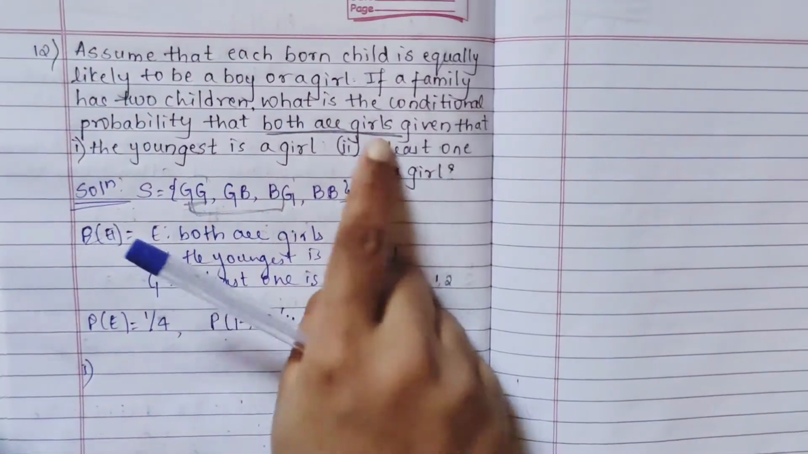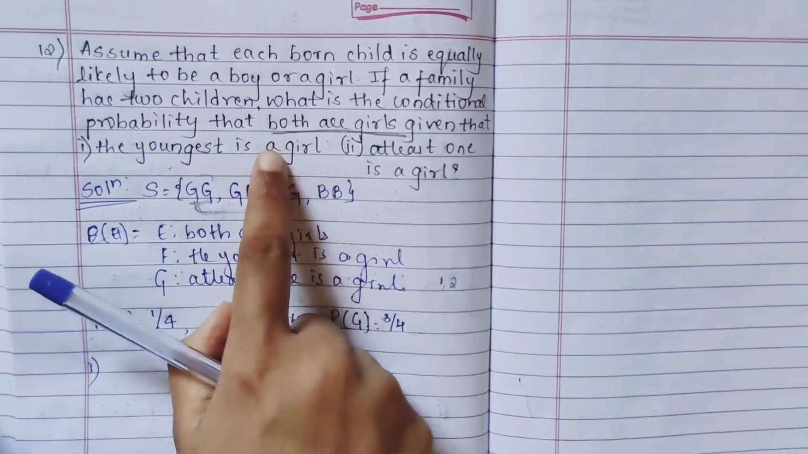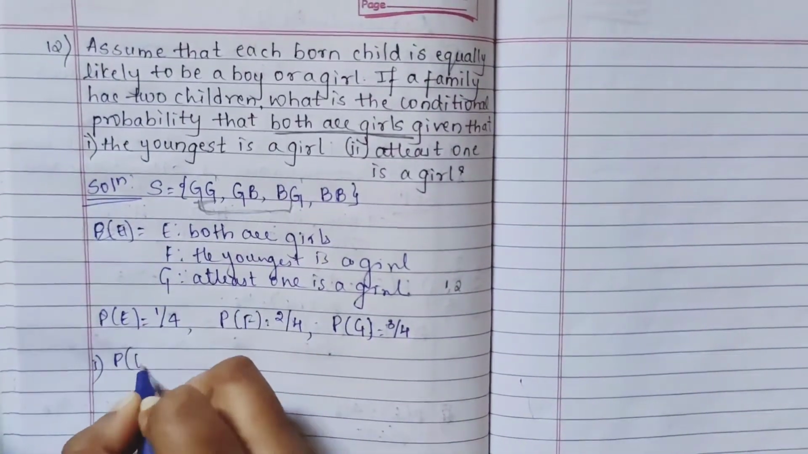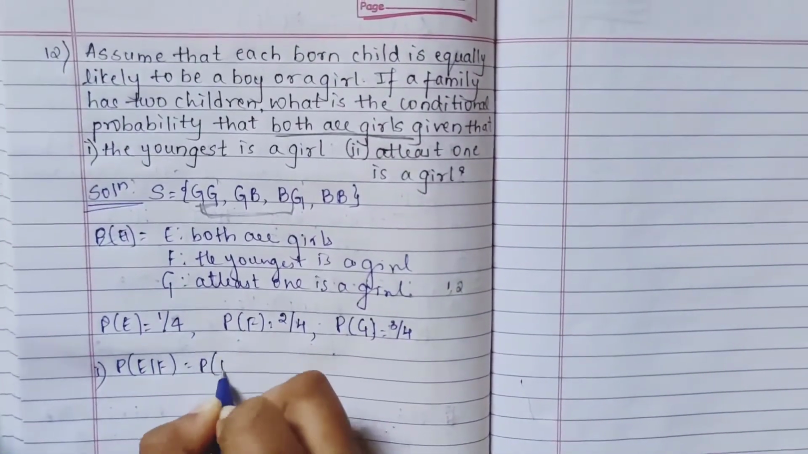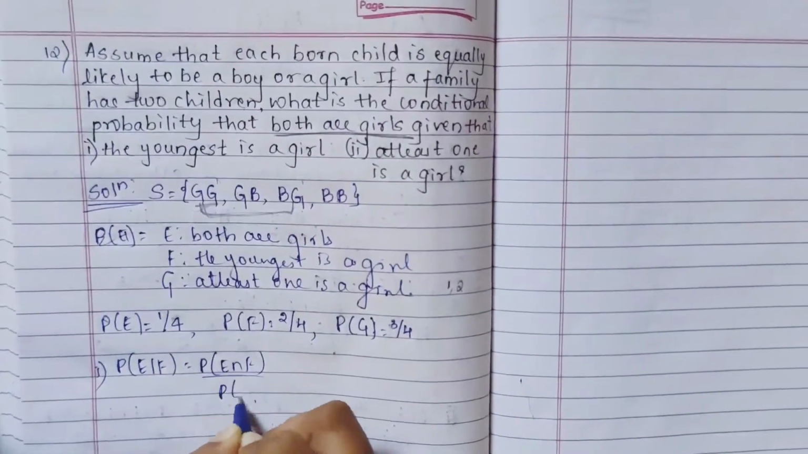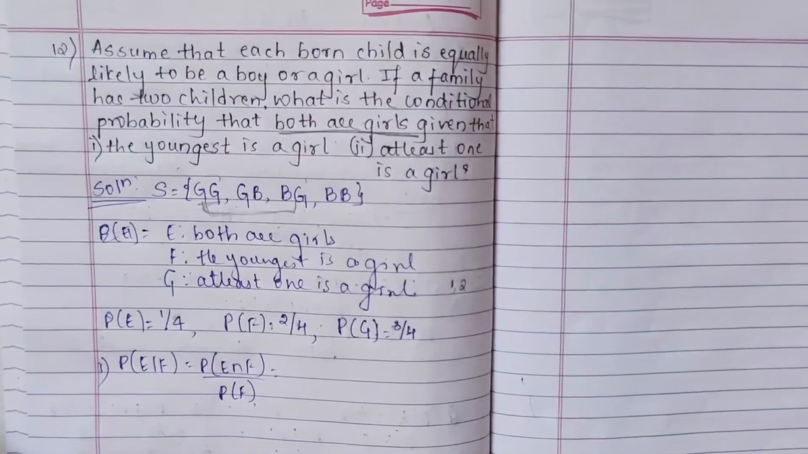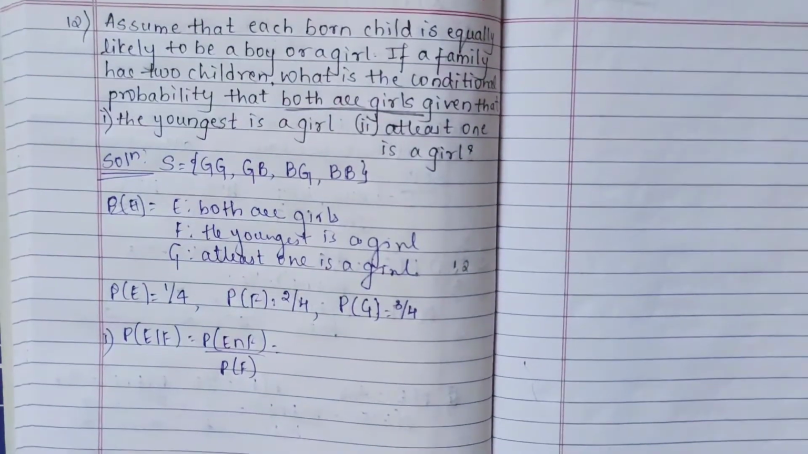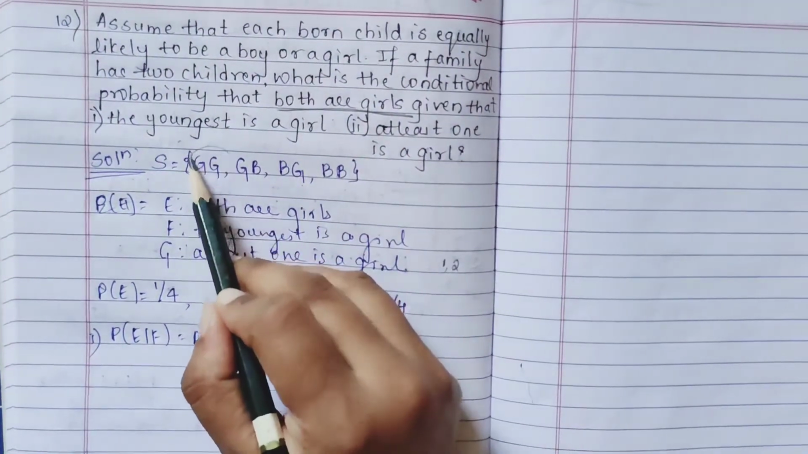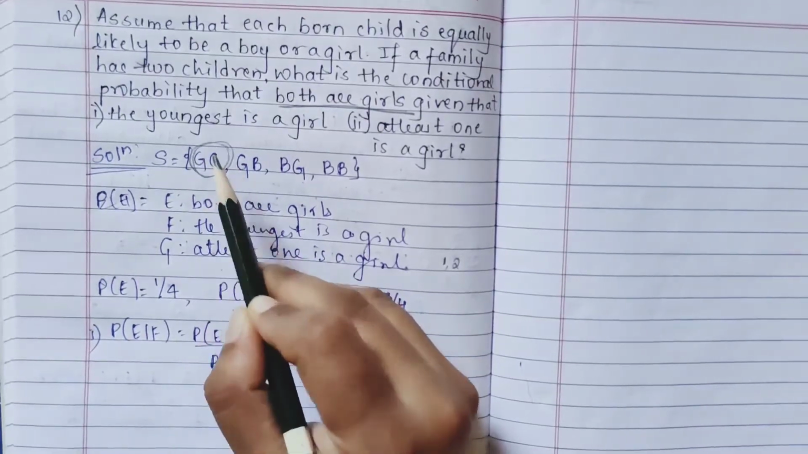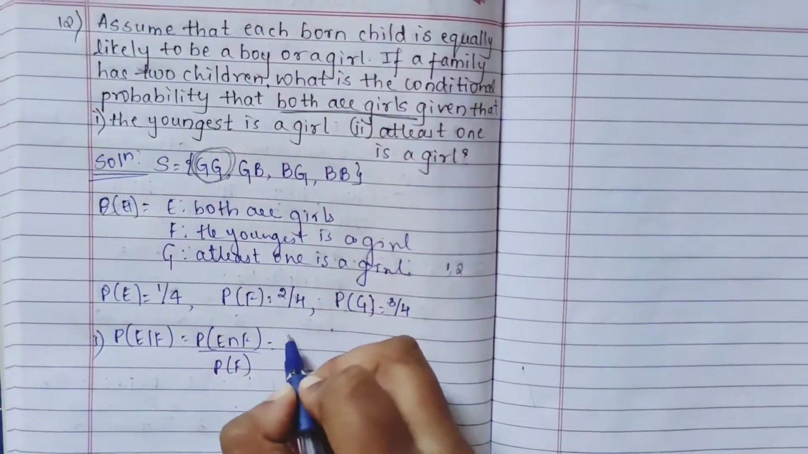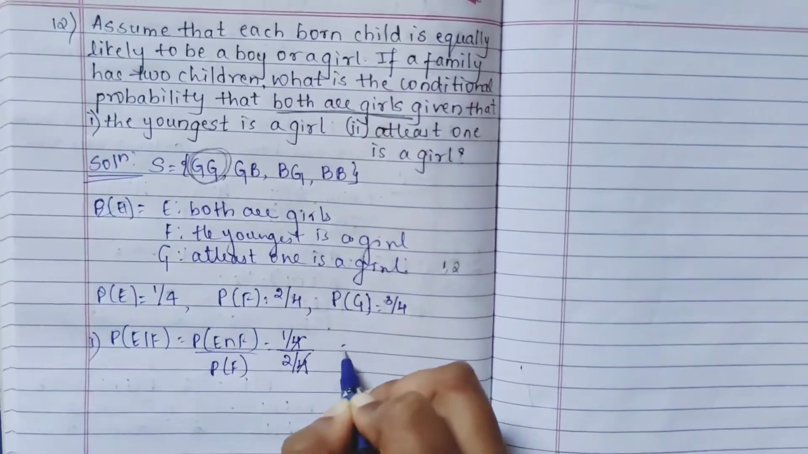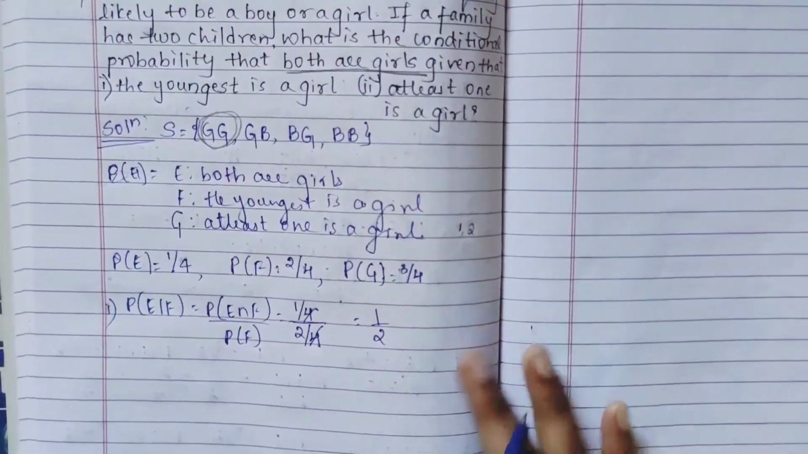Now first, what is the conditional probability that both are girls? It will be E given F, that is P of E intersection F divided by P of F. E intersection F means both are girls and the youngest is a girl. Only this one is there, so it will be 1 divided by 4, and P of F we already have as 2 divided by 4. So the 4 cancels, and you have 1 by 2.